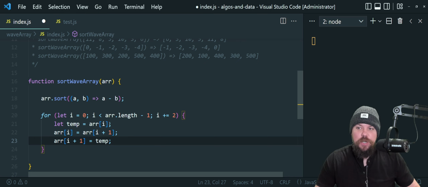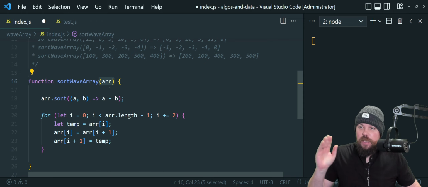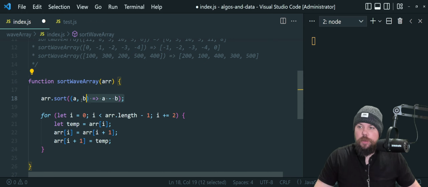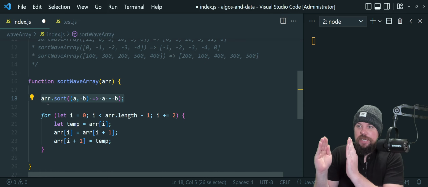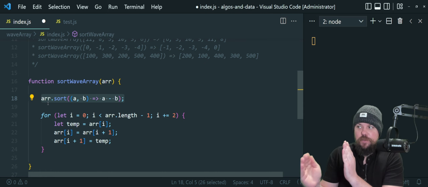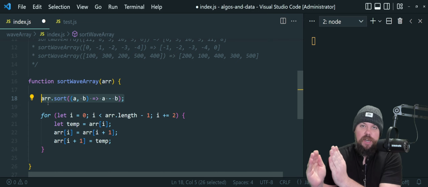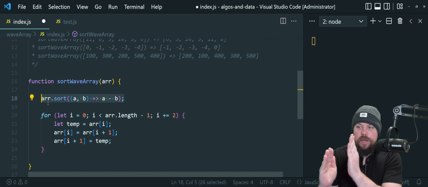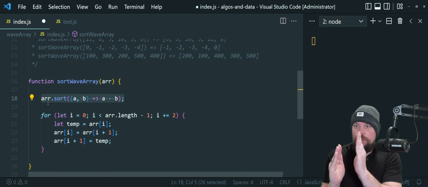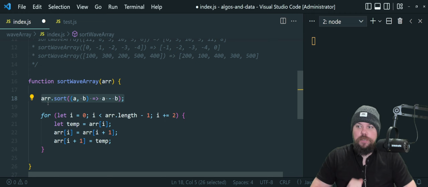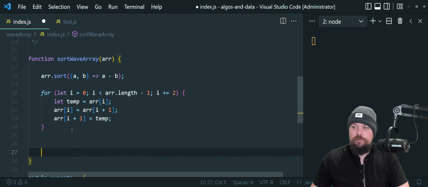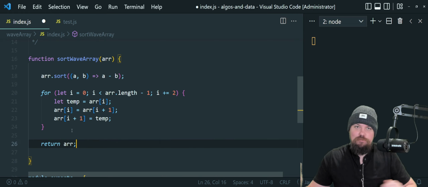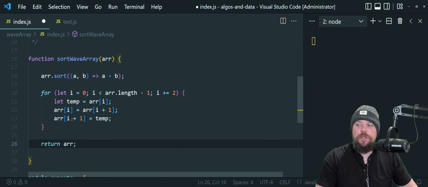Like I said from the analogy, we're going to take our line of people, sort them in ascending order from shortest to tallest, then we're simply going to look at each pair of people, starting at the first person and the second person, aka indexes 0 and 1 when speaking of arrays. We have a short individual and a slightly taller individual, and all we're going to do is swap their positions, then move to the next pair, swap them, move to the next pair, swap them, move to the next pair, swap them, and at the end, we're going to have our wave array sorted, which is pretty dang cool.